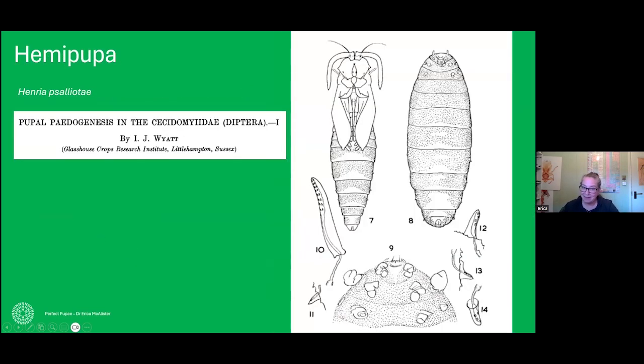But cecidomyiids don't just leave it there. Not only can some of them make cocoons, not only can some of them make a puparium, but some of them also have this paedogenic process. Just like we talked about before, some of these go through parthenogenesis within the pupa. So this brilliant paper, Pupal Paedogenesis in the Cecidomyiidae, was published in the late 50s, early 60s. And I love it. This is a UK publication. You'll be glad to know you can go and find it yourself.